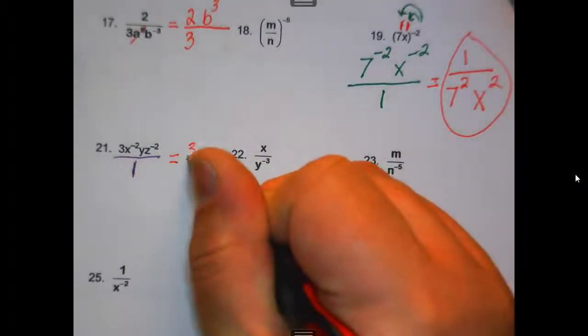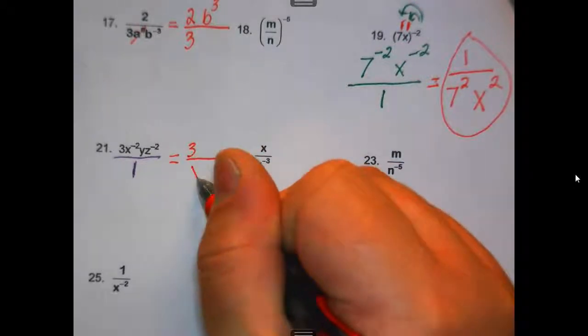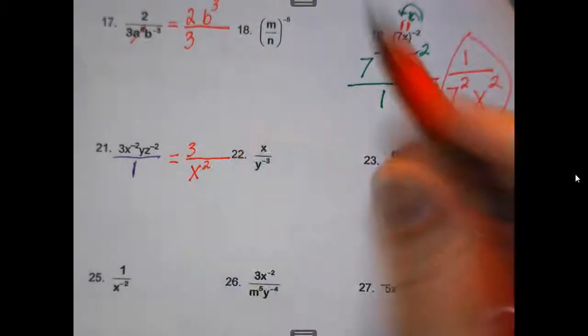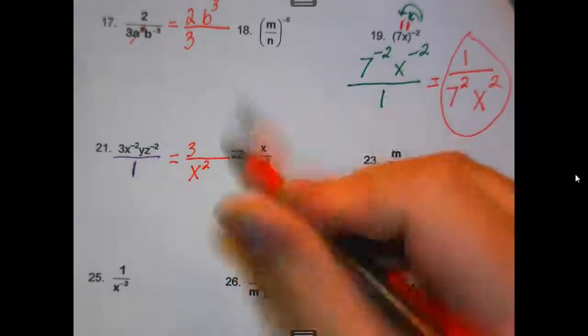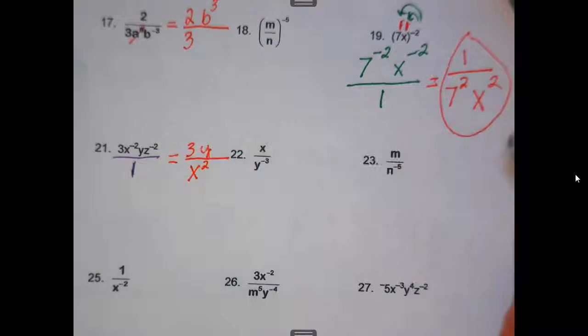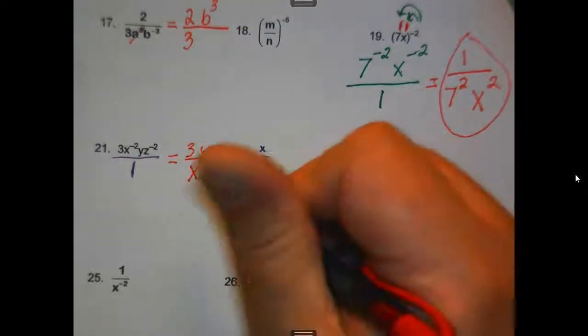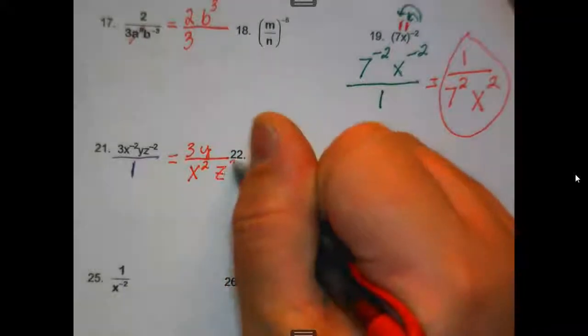3 positive. X has a negative, so it has to go in the bottom. X to the positive 2. Y has a positive 1, stays. Z has a negative 2, so it goes in the bottom. Make it positive.